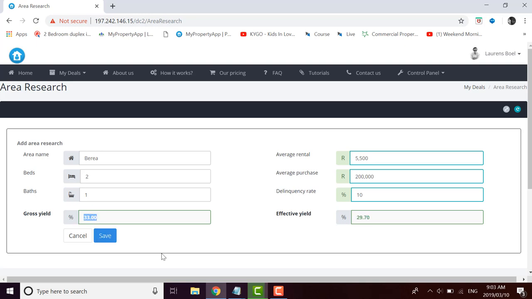Now the gross yield is your rental times 12 divided by your purchase price. That is an indication that it might be positive cash flow. Anything above 15% is generally good. That's why we've circled this in a green bar. The effective yield is taking the gross yield plus the delinquency rate. So it's essentially reducing the gross yield by the delinquency rate, because remember, the delinquency rate is the risk, right?